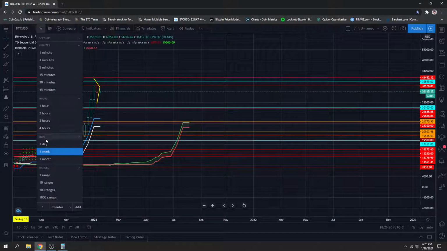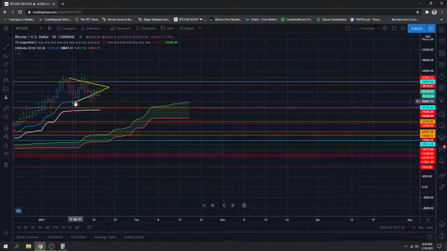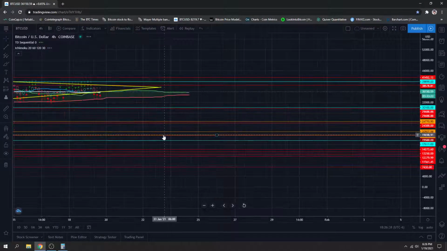Ichimoku, we're above it. Daily, we're right at support. It's supported here, here, here. So I would say if we broke down below this, right, 34.8, that would signify we're probably going to range in this 34 to 30,000. Anything below that would be a breakdown.